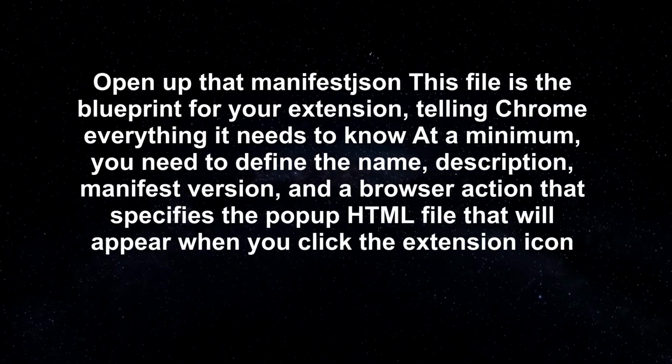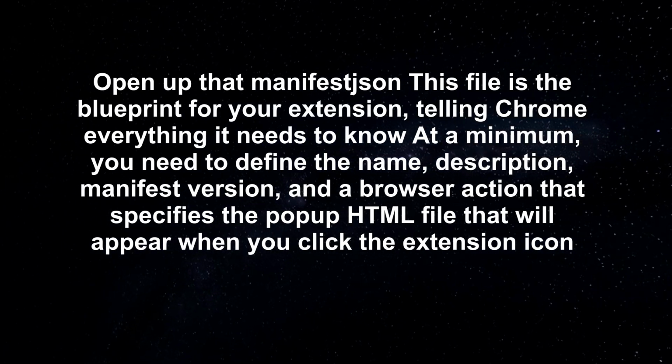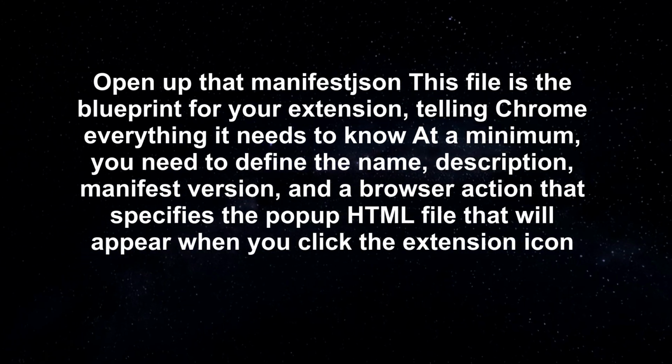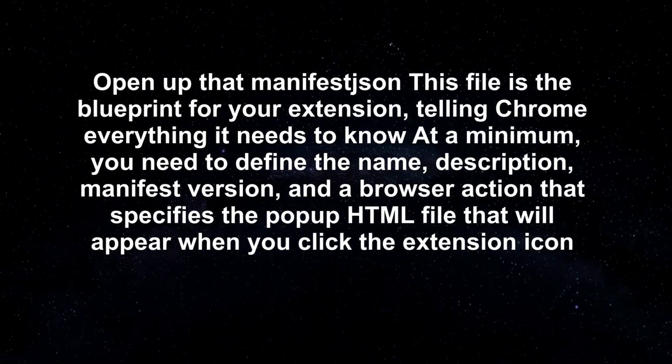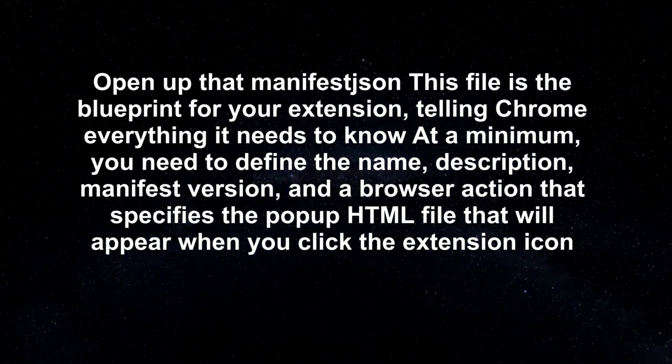Open up that Manifest.json. This file is the blueprint for your extension, telling Chrome everything it needs to know. At a minimum, you need to define the name, description, manifest version, and a browser action that specifies the Popup.html file that will appear when you click the extension icon.